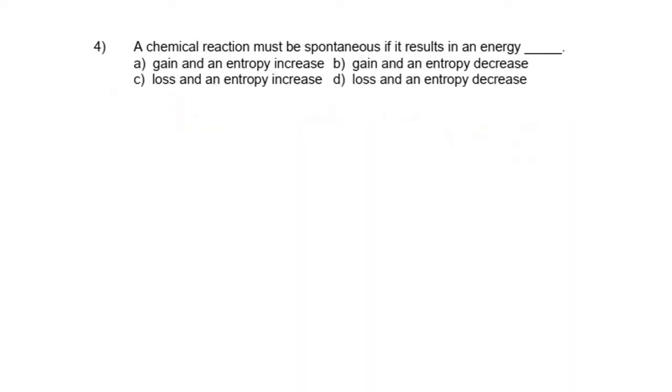Okay? Number 4, a chemical reaction must be spontaneous if it results in an energy. So remember what spontaneous is. Spontaneous means it happens all by itself without any outside intervention. So what we want to remember here is nature likes stable and sloppy. Nature likes stable and sloppy.